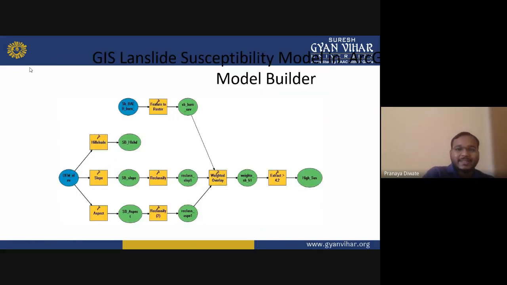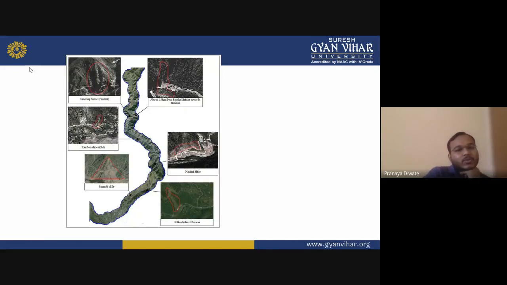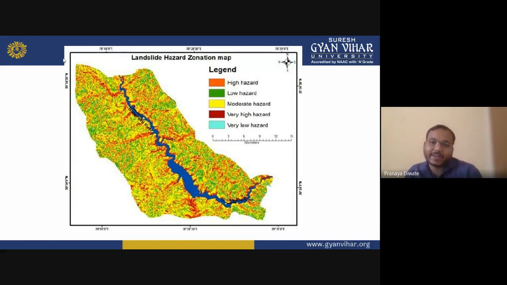For the landslide susceptibility model, you can go with GIS and DEM, from which slope, hill slope, and aspect can be calculated. Then the aspect can also be subdivided into sub-slopes. Then you need to reclassify all these things and calculate the high susceptibility zone using this. So this one is a landslide susceptibility mapping. This one is a landslide hazard zonation map.